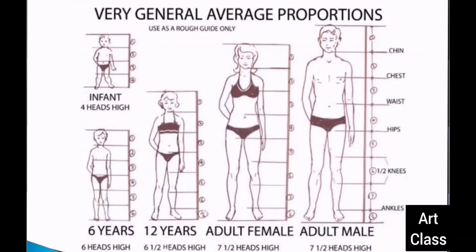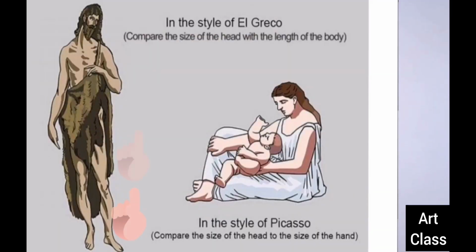Also, we have proportion in the human body as well. Very general average proportions mean that in one human body, in height, we have 7.5 heads height. Some artists intentionally go out of proportion in their paintings. Artists go out of proportion on their paintings in order to emphasize the message they try to give to the viewer.